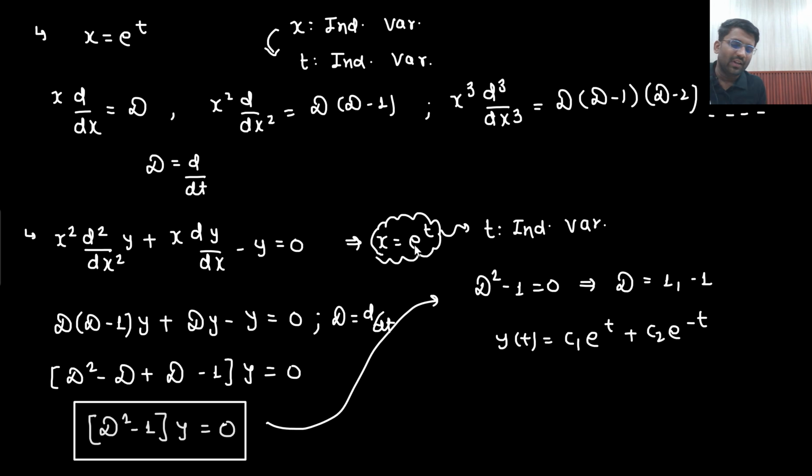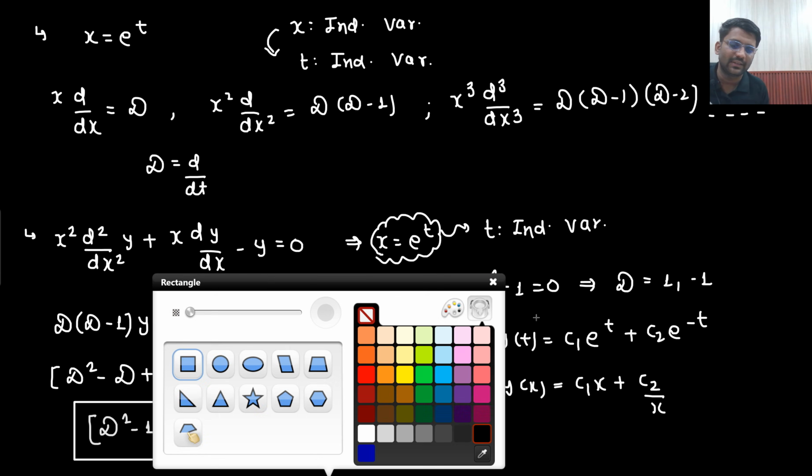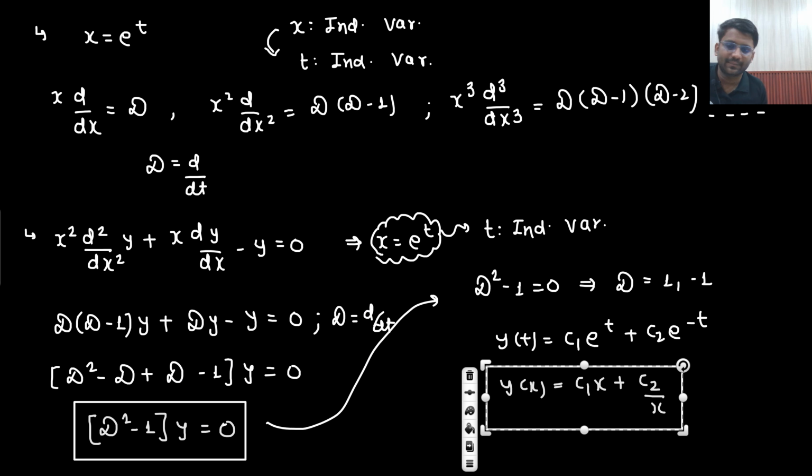Now, what you can see, e to the power t is x, plus c2 e to the power minus t. What will be the value of e to the power minus t? That will be 1 by x. E to the power minus t means you take power minus 1, so x to the power minus 1 will be 1 by x. So there you go, y as a function of x you are getting. This is the answer. Is that understandable to you or not?